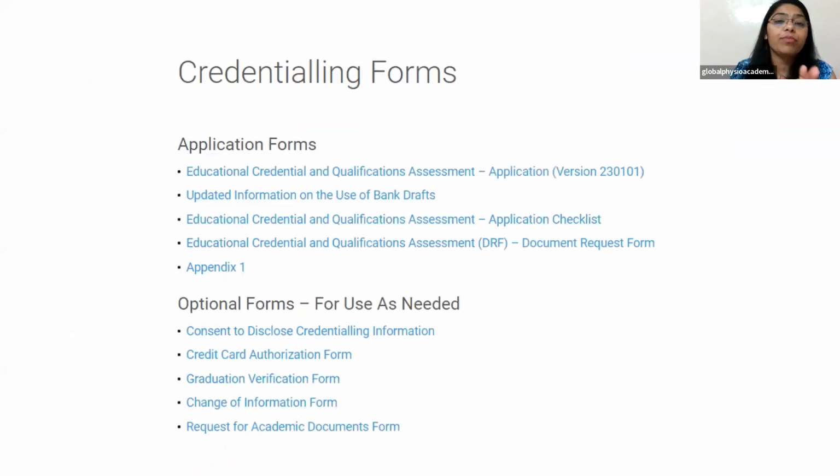Now let's discuss the forms. Okay, so these are all the credential forms.